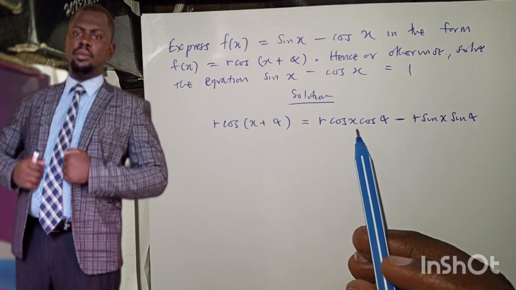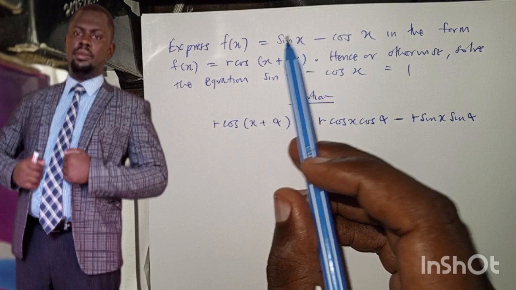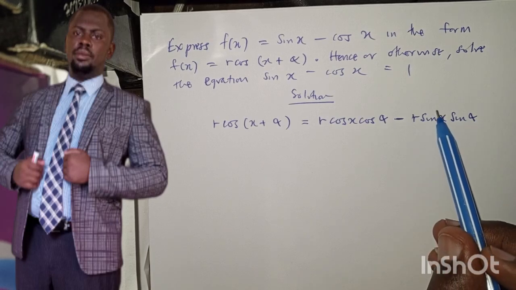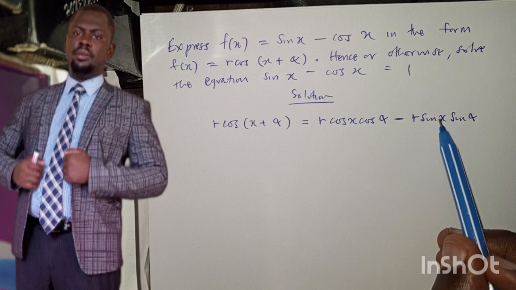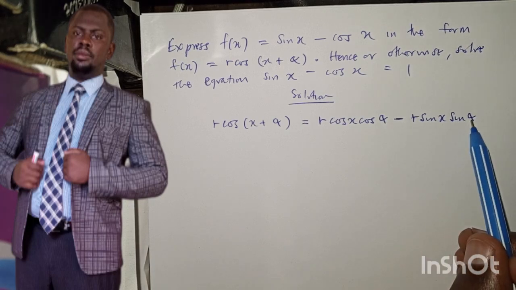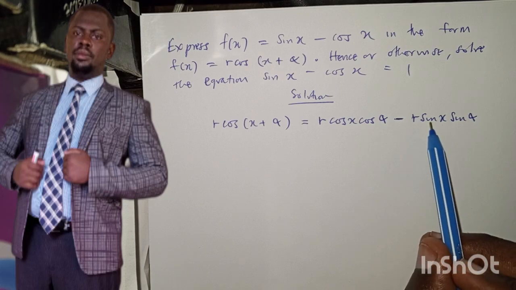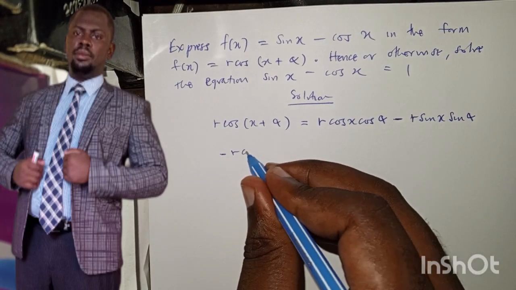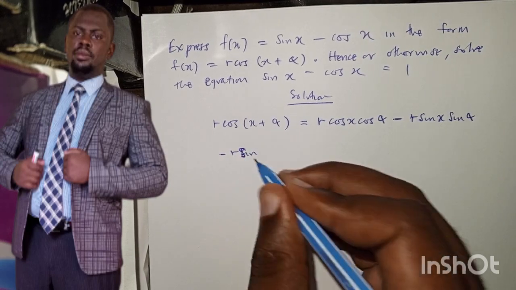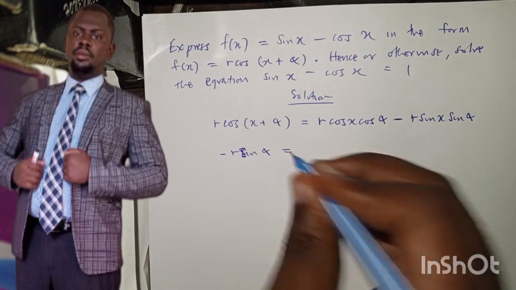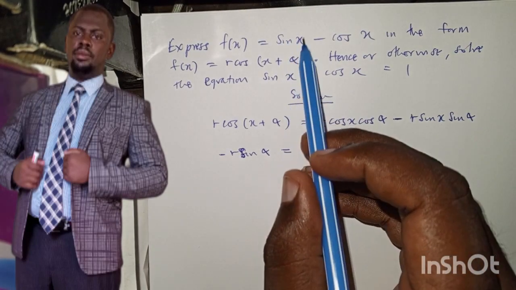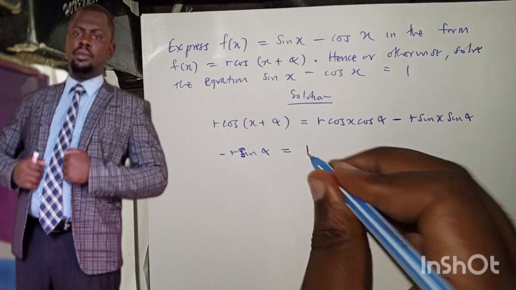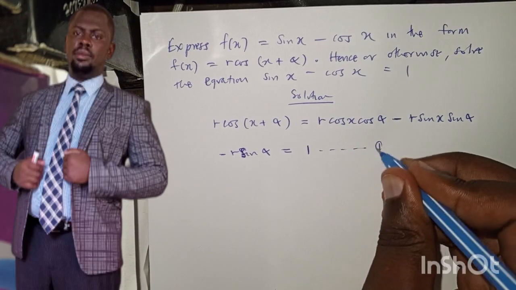Then what you do is, the coefficient of sine x here is 1. What is the coefficient of sine x here? If you remove sine x here, we are going to remain with minus r sine alpha. So minus r sine alpha is the coefficient of sine x from our expansion. It is equal to the coefficient of sine x from our equation, which is just 1. So minus r sine alpha is equal to 1, and this will be our equation 1.